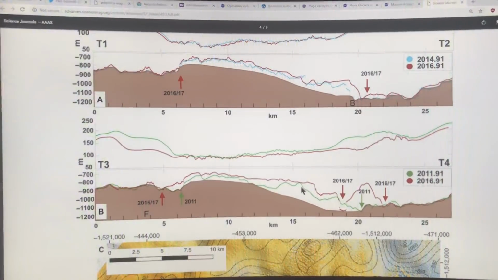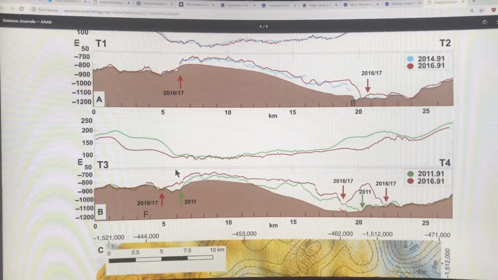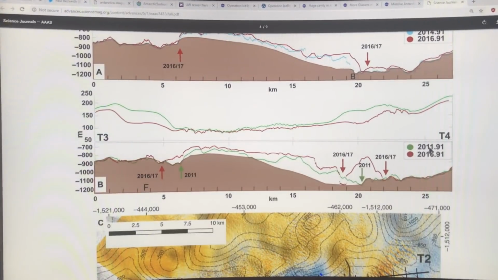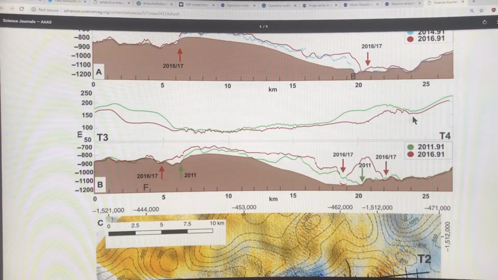Now T3 to T4 is where we get the big surprise. So this is 2011, the green curve, that's the top of the ice, and this is the bottom of the ice in 2011. Now we go to 2016, 2017 in the red line, and we get a huge loss of ice.